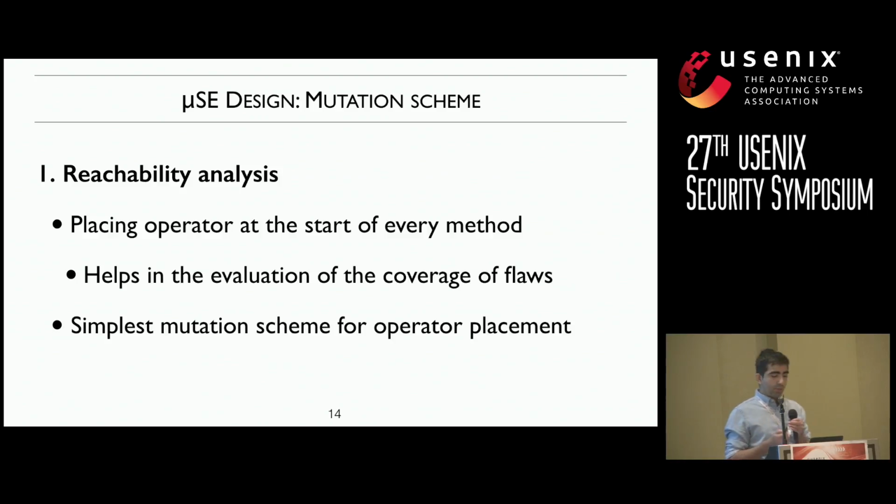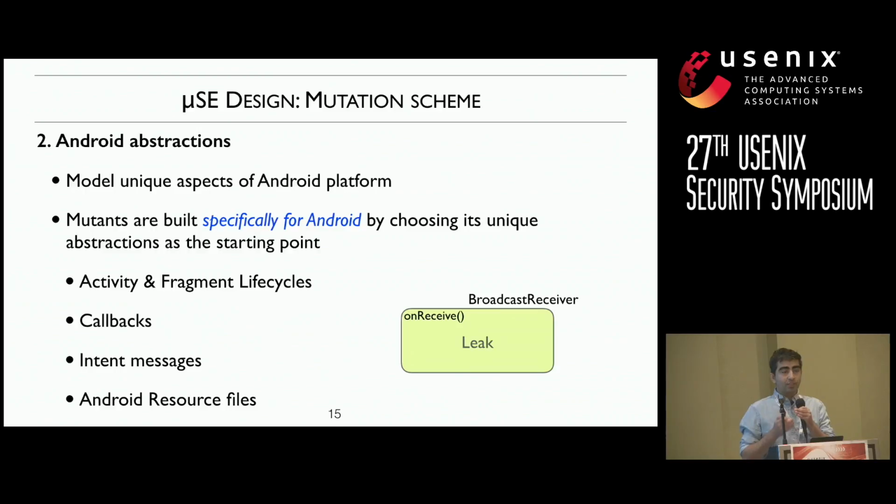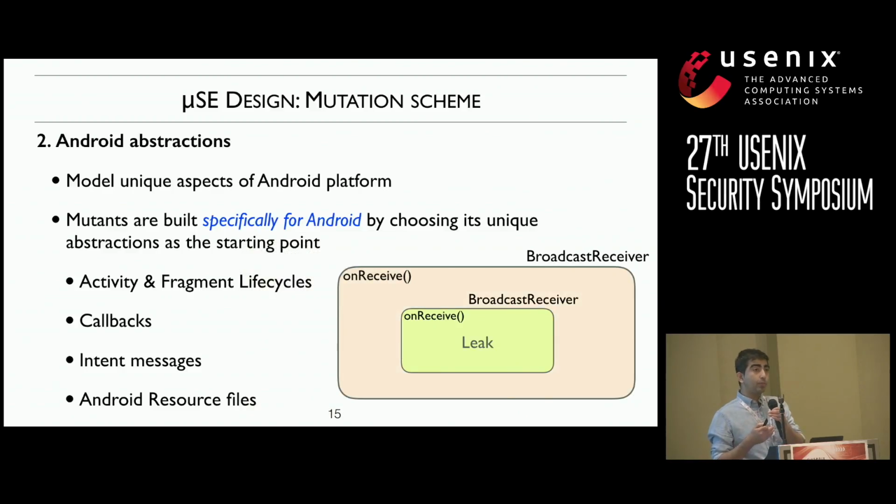A big focus of Muse is to evaluate tools based on the target platform. So we also model mutants that are specific to Android by considering these abstractions: the activity and fragment lifecycle, callbacks, intent messages, as well as Android XML resource files. A simple example of why we found such a scheme necessary: we placed a leak inside the onReceive method of a dynamically created broadcast receiver, and we found that this leak was detected by all of the prominent tools that we tested against. But when we placed this broadcast receiver inside the onReceive method of another dynamically created broadcast receiver, many of the prominent tools failed to detect this leak. So it was important to consider such abstractions to truly assess security tools that are built for Android.